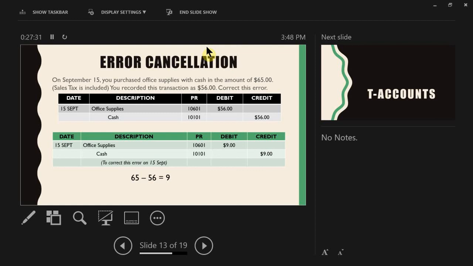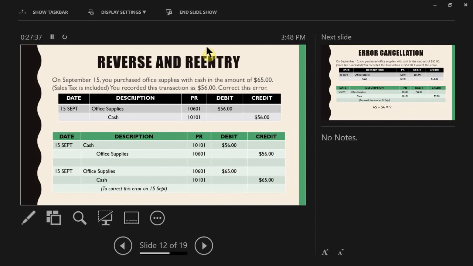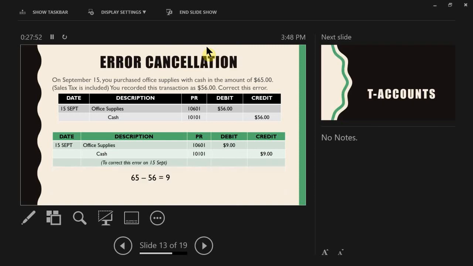Neela, did you have an input? You did the reverse and the reentry? Yeah, because again, I like that one, less room for error. Right, because you're starting from zero. Exactly. Perfect.